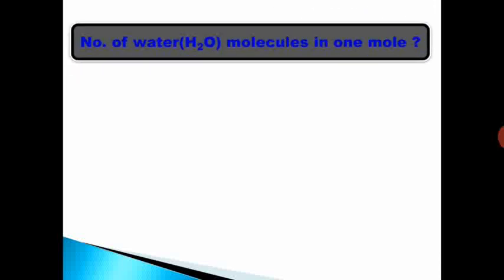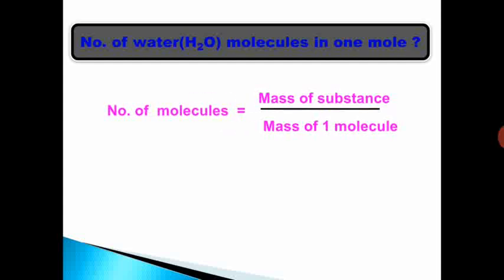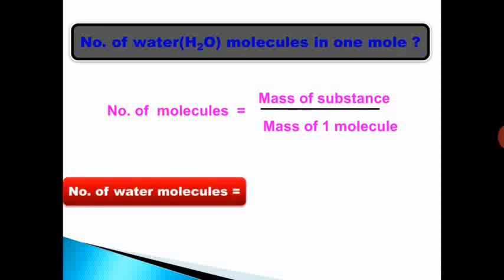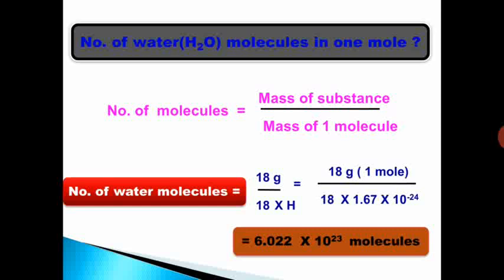Let us take one more example. We'll find the number of molecules in 1 mole of water. Again the same procedure. First, number of molecules, formula we have to use, mass of substance divided by mass of one molecule. Now here the mass of substance is 18 grams and mass of one molecule is 18 into H. Same thing we have to do. We have to put the mass of hydrogen atom, and that is 18 into 1.67 into 10 raised to minus 24, and if we calculate it again we'll get the value 6.022 into 10 raised to 23 molecules.